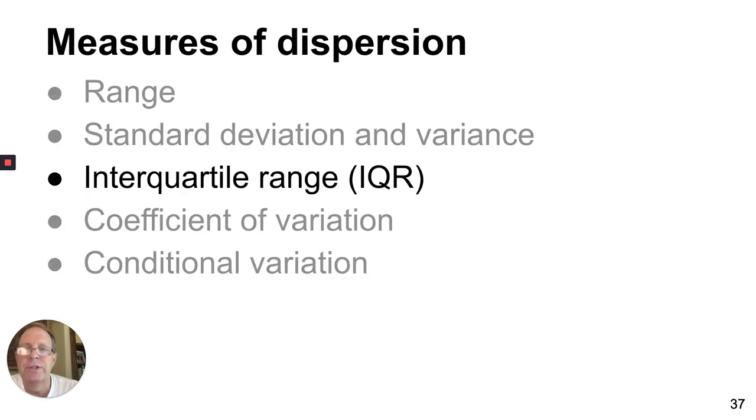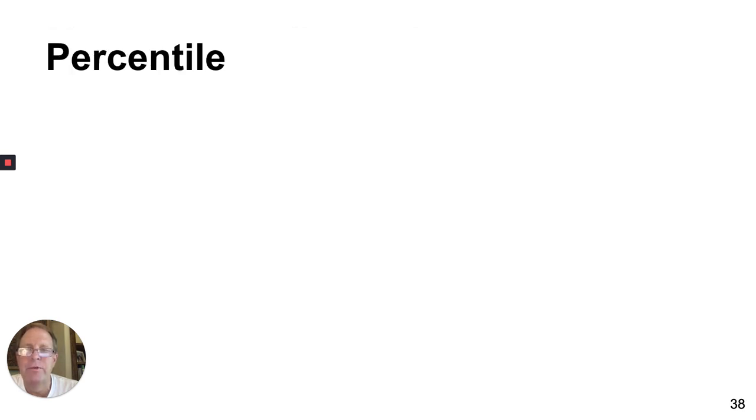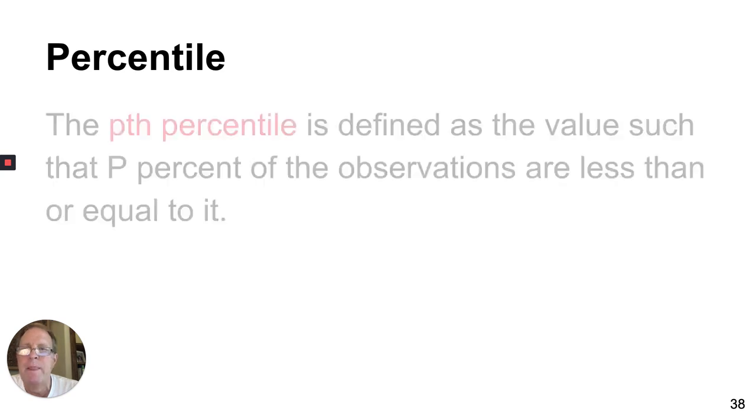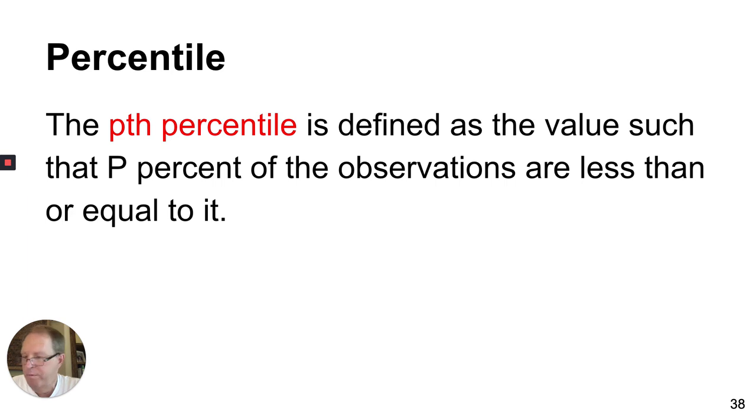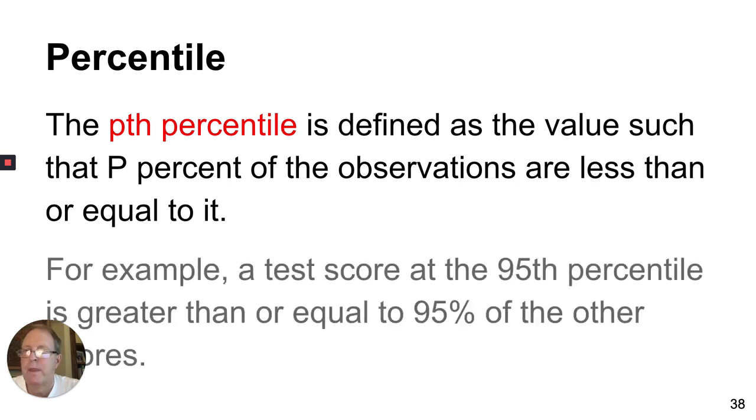Interquartile range, that's our next measure of spread. To teach you about interquartile range, we first have to talk about percentiles. The pth percentile is defined as the value such that p% of the observations are less than or equal to it. That's the definition of the pth percentile. Under this definition, it is possible to have a score at the 100th percentile. For example, a test score at the 95th percentile is greater than or equal to 95% of the other scores.